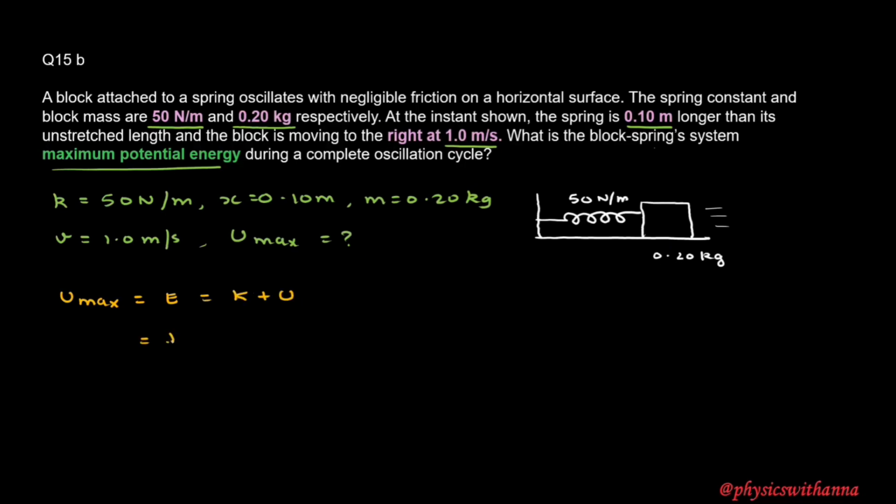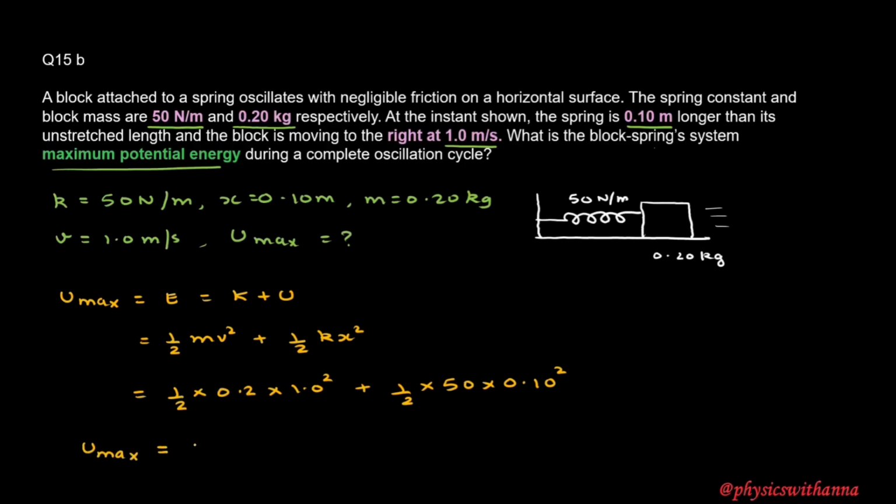So this becomes equal to half mv squared plus half kx squared. So which is equal to half, mass of the block is 0.2, speed is 1 squared, plus half, spring constant is 50, x is 0.1 squared. And when you solve this, you get the maximum potential energy of the spring to be equal to 0.35 joule.